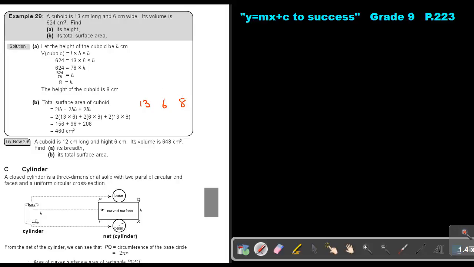8. So can I show you again? The first two, 13 and 6, the last two, 6 and 8, and the first and the last, 13 and 8. And then you have the total surface area. Okay, I want you to do the following one.